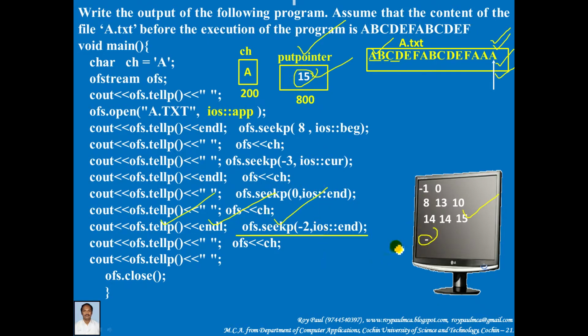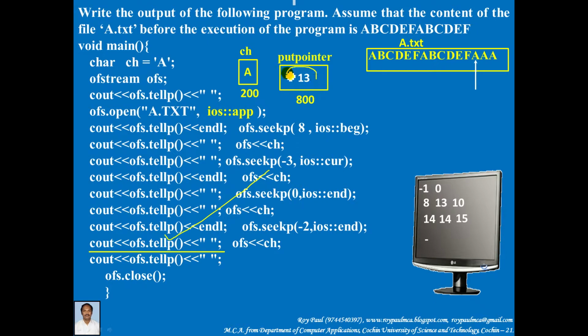seekp changes the file pointer. How does the change occur? From the end of the file, the pointer is moved by 2 characters backward. So end of the file means put pointer contains 15. So 15 minus 2, now your put pointer contains 13. What is the meaning of this 13? This is the new position of the file pointer from the beginning. So which means your file pointer will be here. Next statement, tellp returns the current value for put pointer, so you get the answer 13.